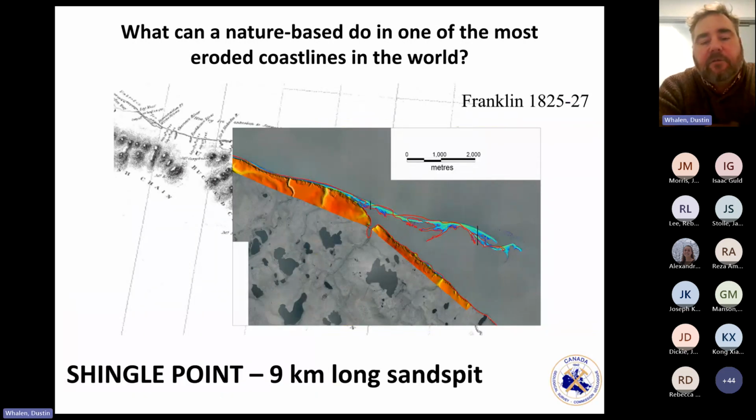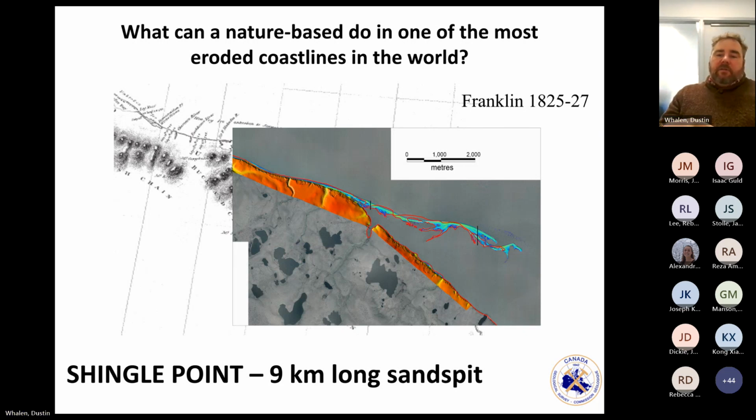One of the best examples of how driftwood is really playing a role in this natural ability to protect the coastline is at Shingle Point, and that's over in the Yukon coast. There's a map in the back from Franklin from 1825. And on that map, Franklin shows Shingle Point. And Shingle Point still exists today. It's a 9-kilometer long sand spit. How does it still exist today in almost the exact form it existed on that original map?